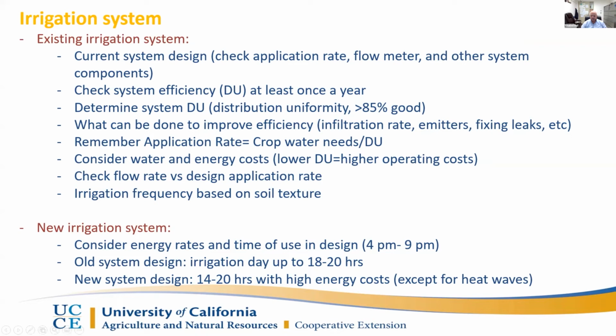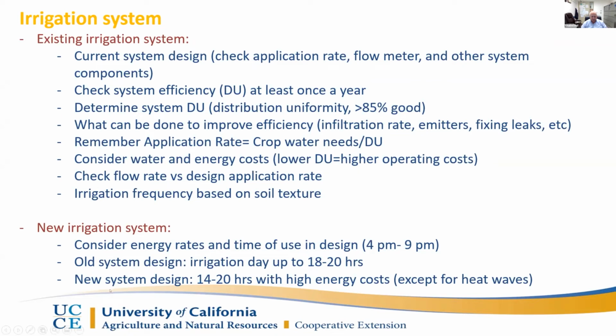In the old days, when they designed a pressurized irrigation system, energy cost was not a big factor because we used to have a constant energy rate. Now we have time of use, and in most places, from 4 to 9 p.m. is the most expensive energy. I want to avoid irrigating during that time because I want to save money. So in the old system design, they used to say, okay, in a 24-hour period, I want to irrigate no more than 18 to 20 hours.